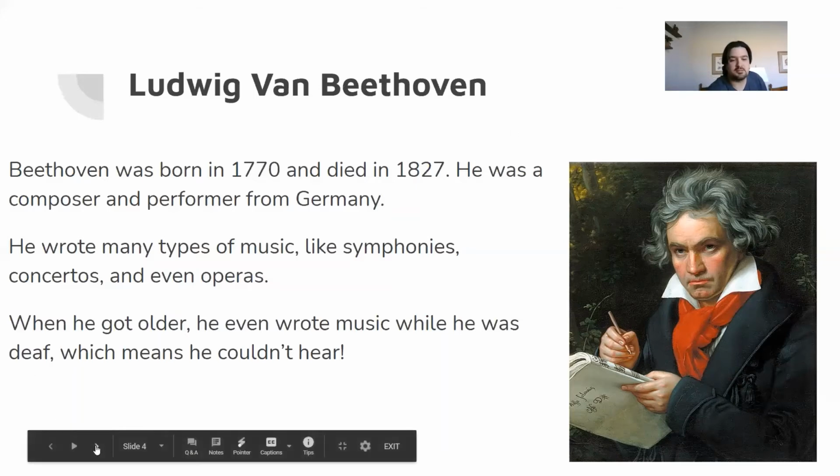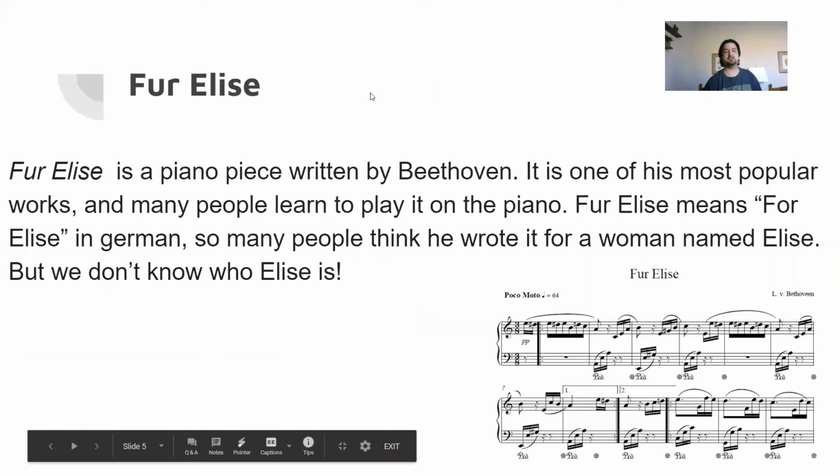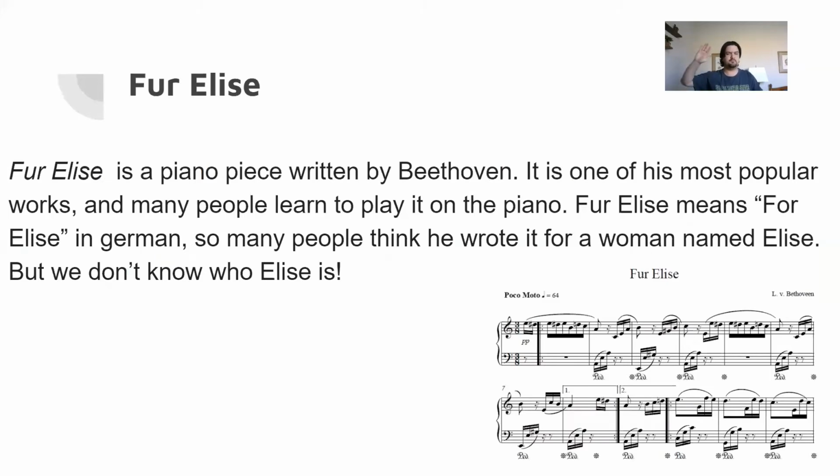So that's Beethoven, and we're going to talk about his piece called For Elise. How many people have heard this piece before? Some of you have, some of you haven't. Some of you may have heard it but not known the name, so we're going to talk about it here. For Elise is a piano piece that Beethoven wrote.